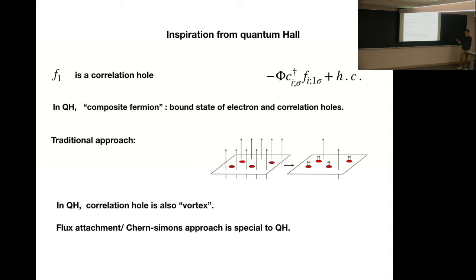So in the quantum Hall system, how do we introduce the correlation hole? The most popular approach is to do flux attachment. This is because in the quantum Hall system, this correlation hole has another property. As a hole, first, it carries negative charge. And it also has neutral statistics with the electron. It's a vortex. So it has two properties, and you can use one of them to introduce the hole. In this popular flux attachment approach, you use the fact that it is a vortex. However, in cuprates, I believe the correlation hole may not have this neutral statistics. So I cannot use this theory. I don't think this kind of theory can be generalized to other systems.